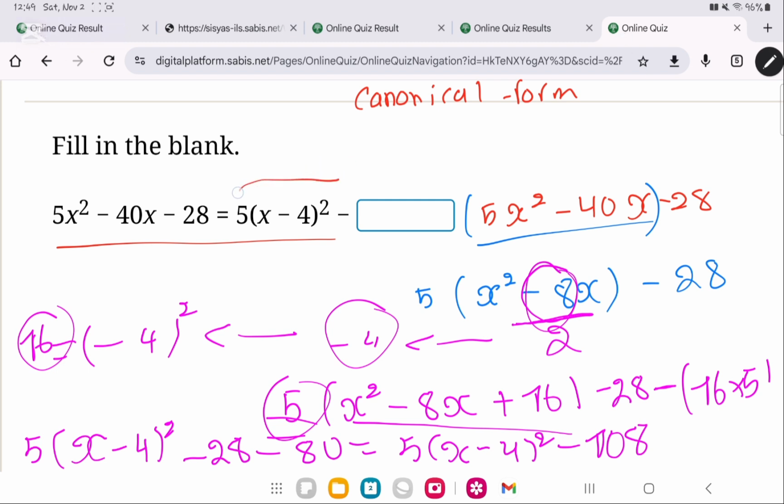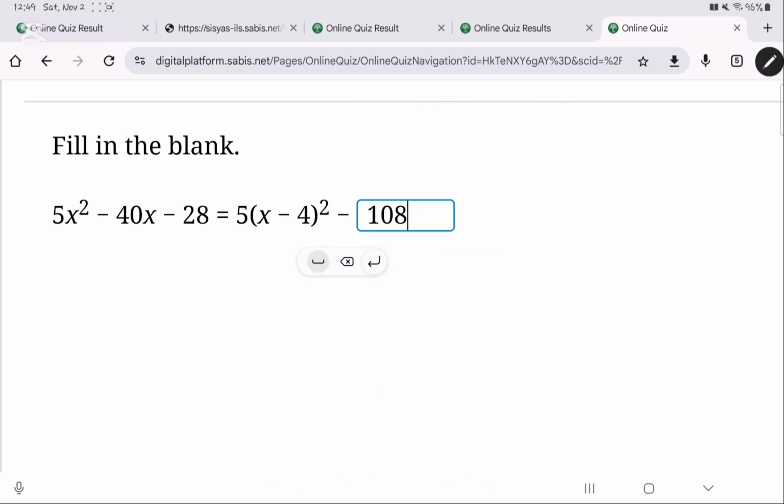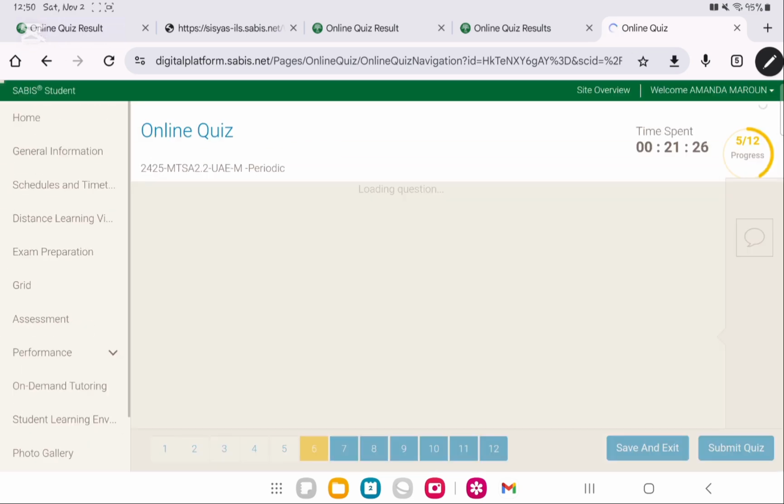So they gave us what already? They gave us 5 times x minus 4 squared, and they're waiting for us to put a value over here. Pay attention, they put for us minus, so we're not going to put minus 108. We're only going to put 108 since the minus is already put. So that is for question number 5.